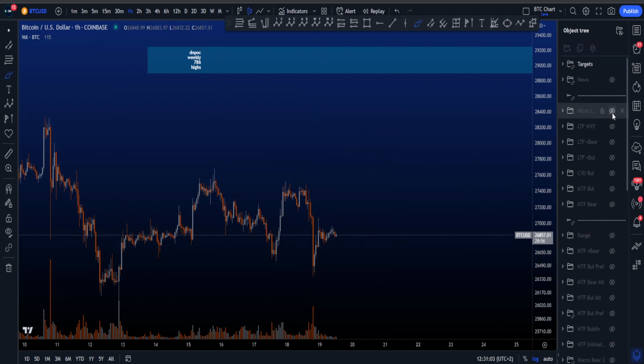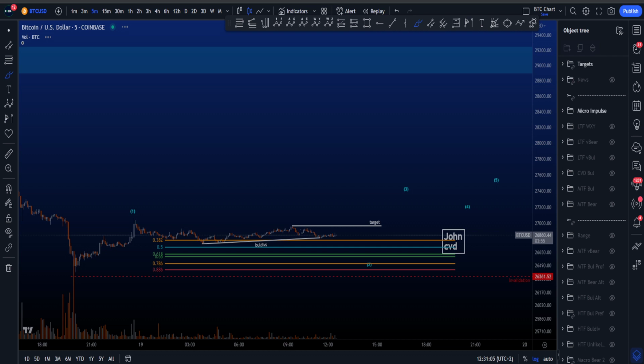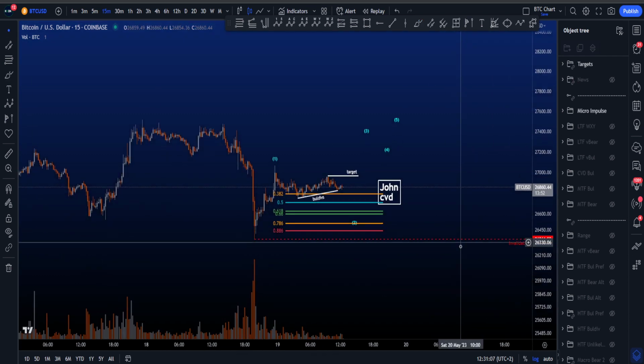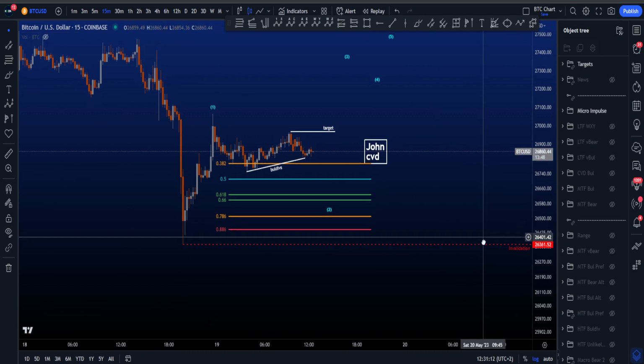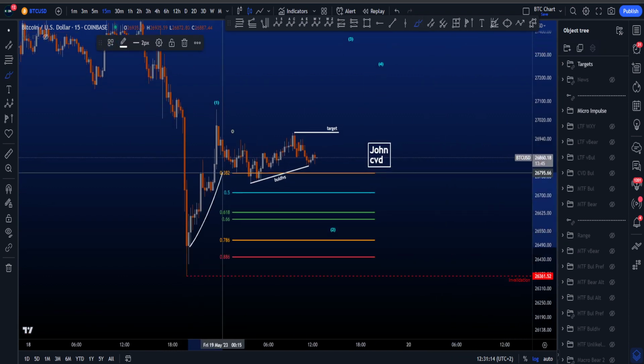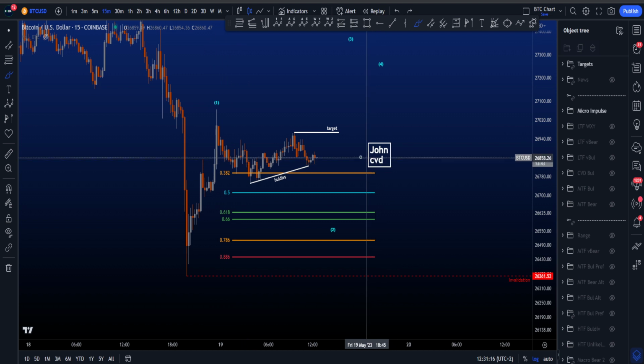That's the question. Now, if we then finally go to the very low time frames, the micro time frames, the 15-minute over here, then the move to the upside can be a potential impulsive structure in a wave 1. And that is actually thanks to John.